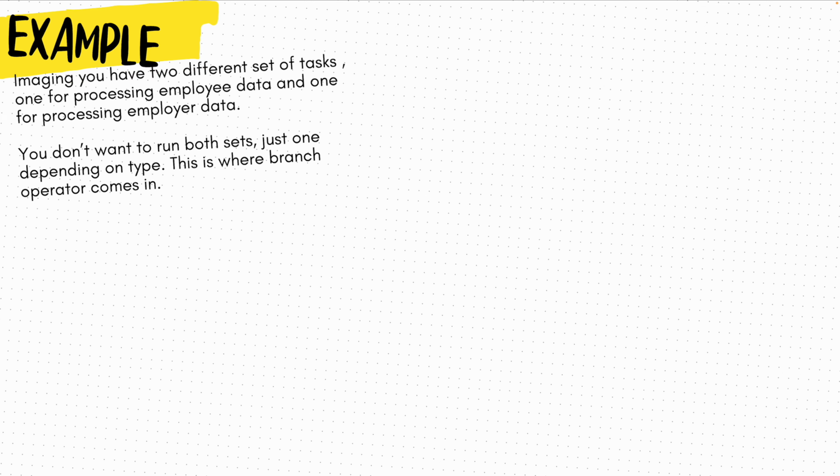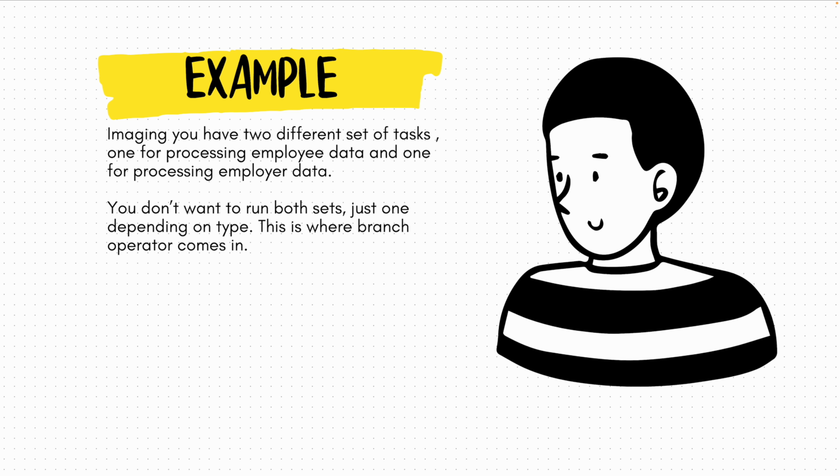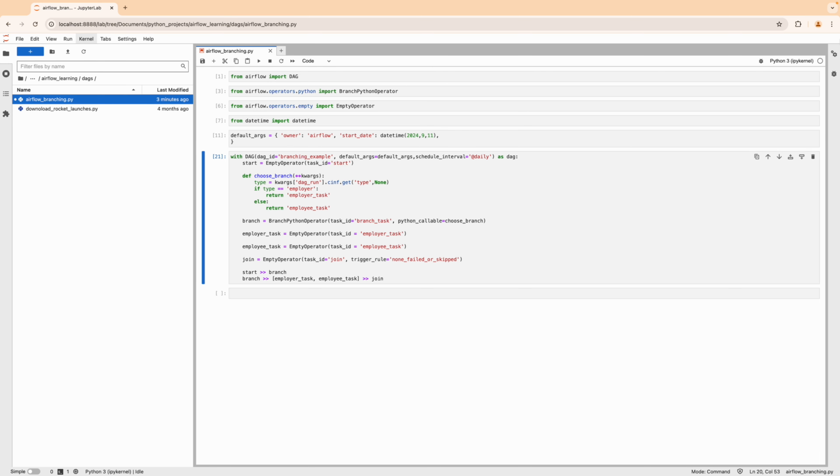Imagine you have two different sets of tasks, one for processing employee data and one for processing employer data. You don't want to run both sets, just one depending on the type. This is where the branch operator comes in. Let me give you a code walkthrough and then we will see how to implement this, where we will have two different sets of tasks but we want to process one at a time. Let's start with the basic example.